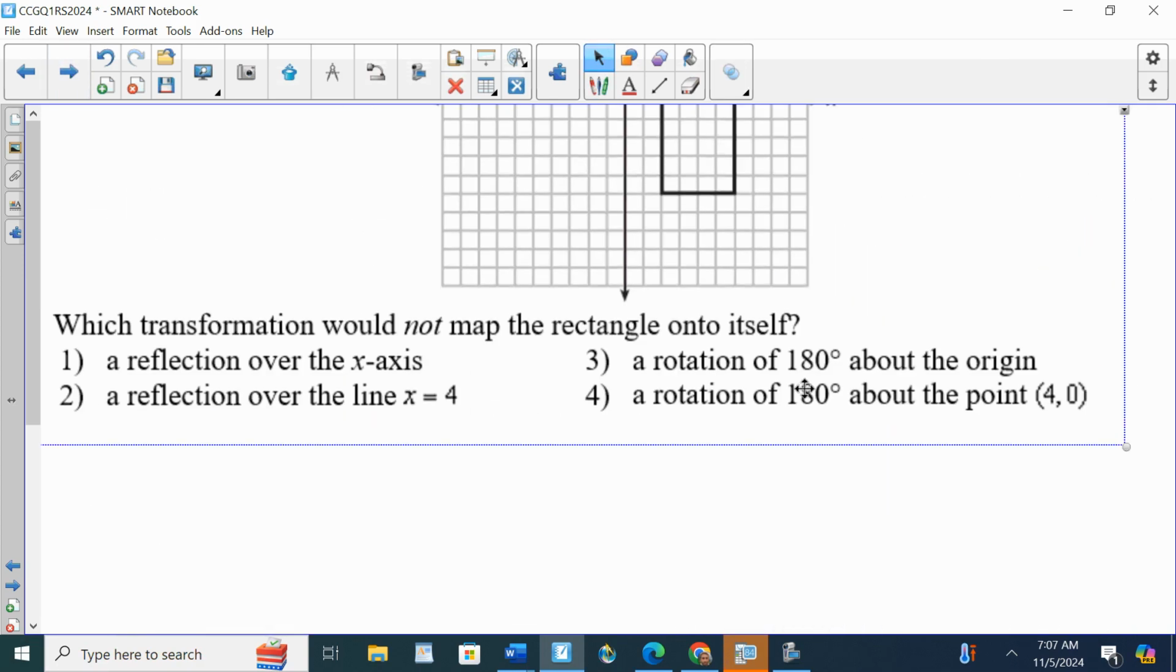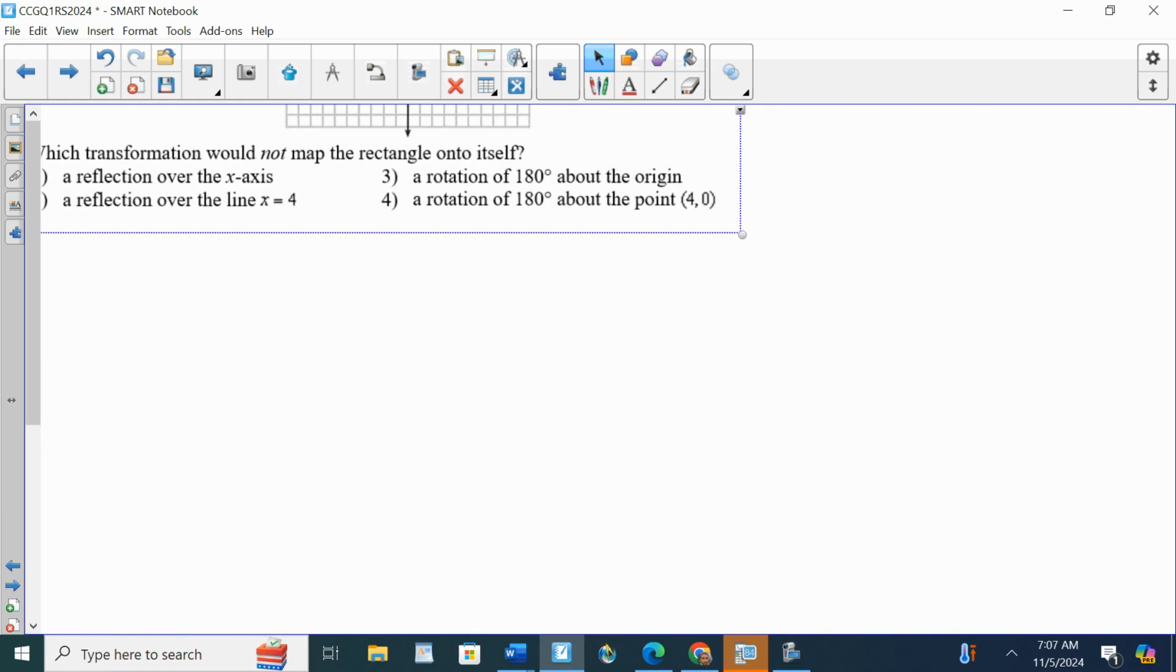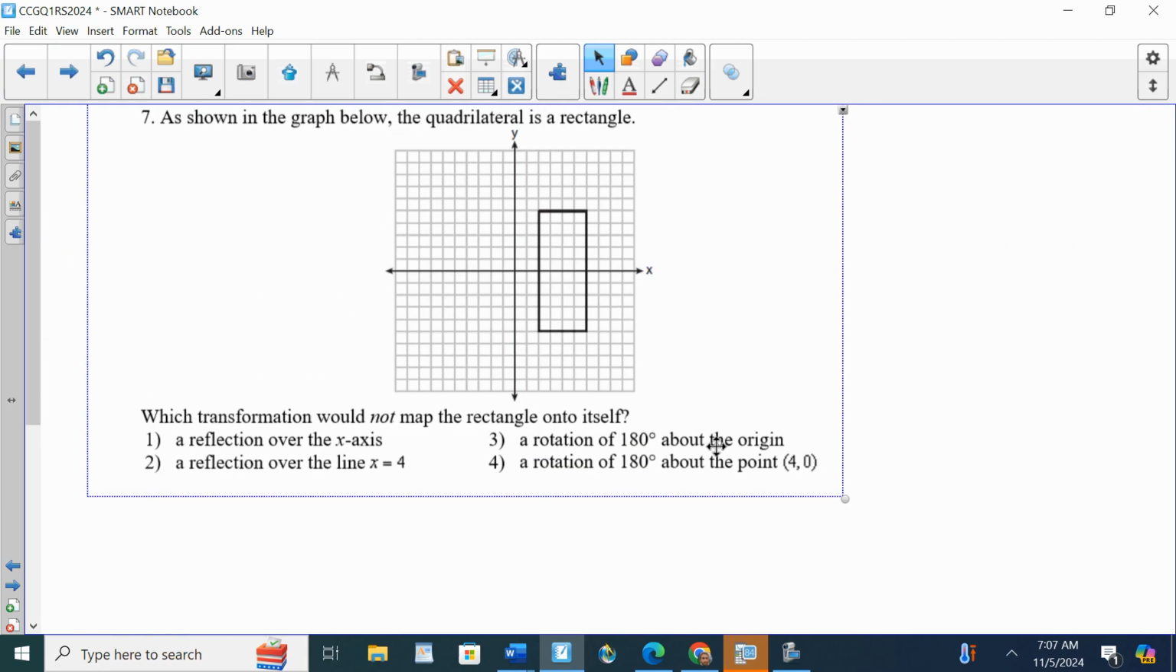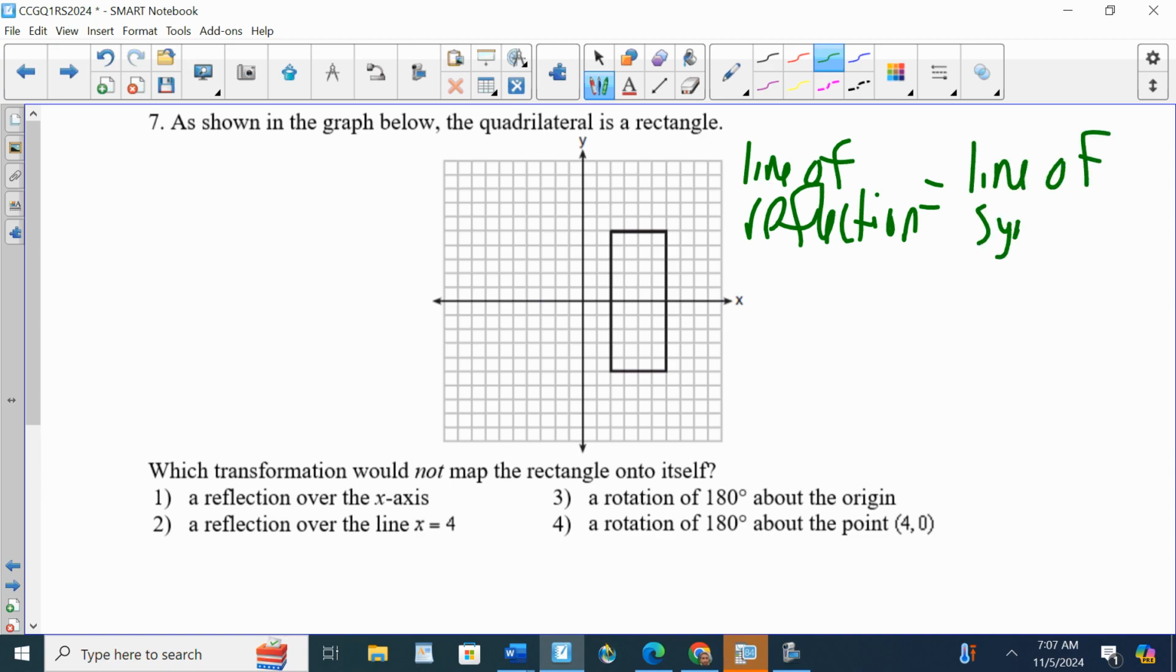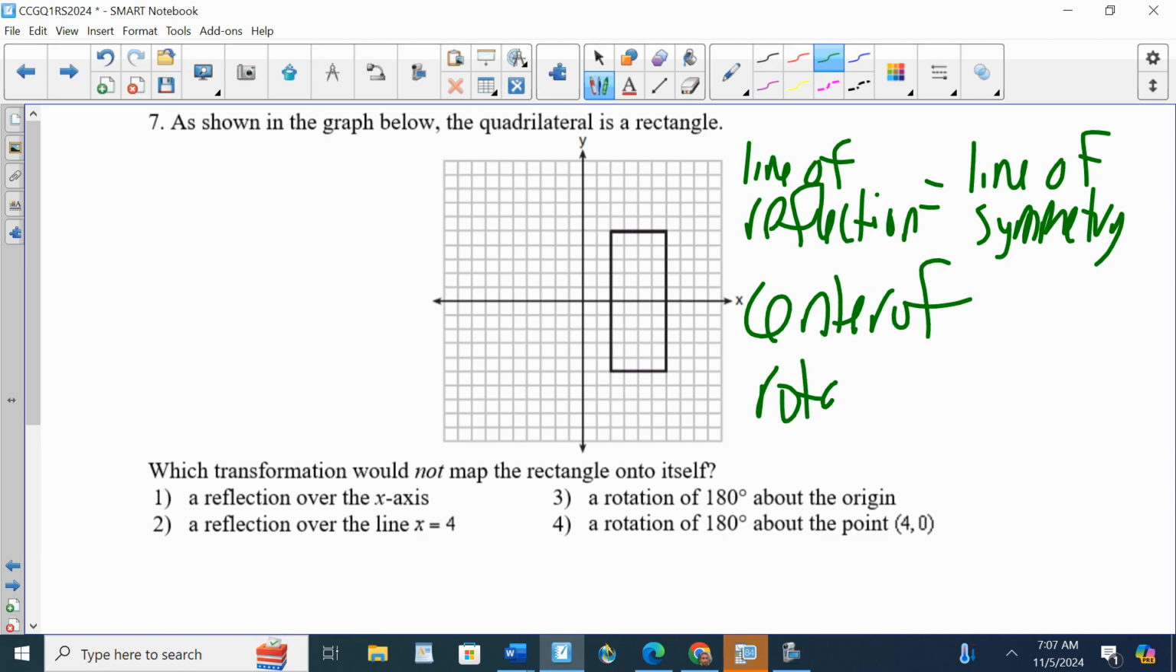Number 7, line of reflection equals line of symmetry. Center of rotation equals center of shape. Two rules for this. Line of reflection is equal to the line of symmetry. That's if it's a reflection, to map it onto itself. And for a rotation, the center of rotation must equal the center of the shape.